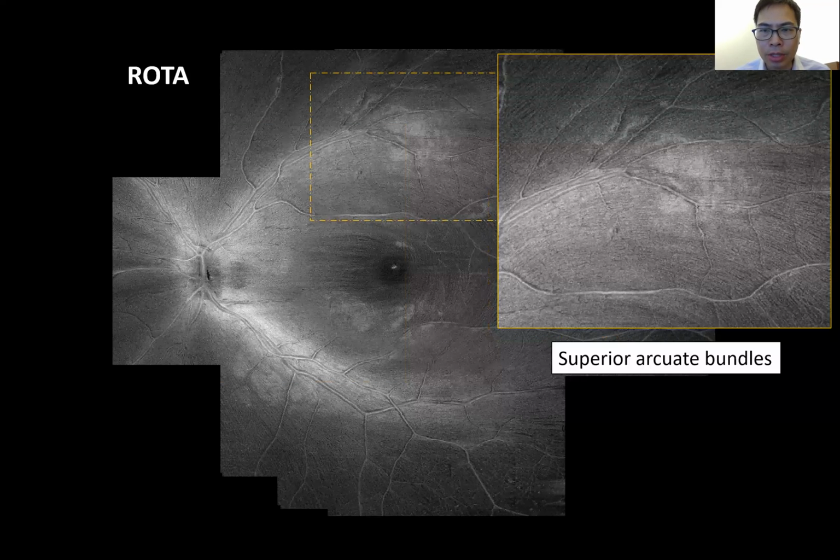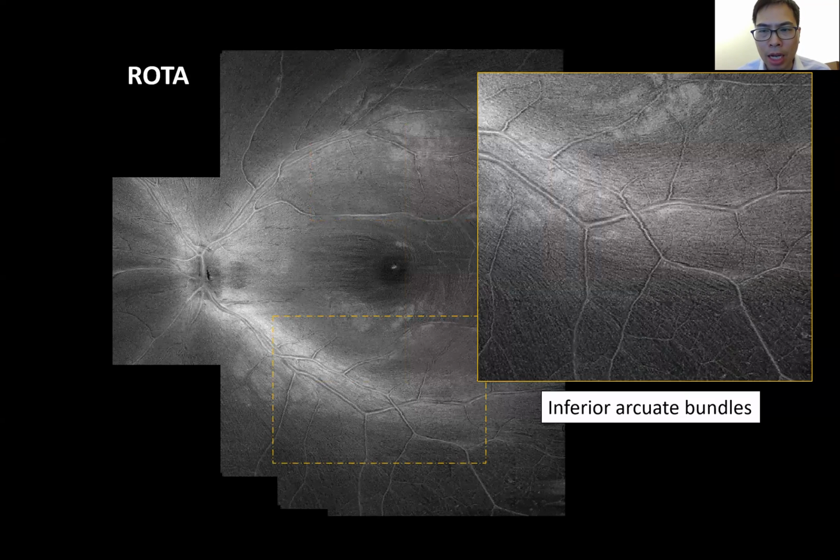And then this is the superior arcuate bundle. You can see the arcuate shape of these axonal fiber bundles over the superior retina. And the inferior arcuate bundles, you can see the individual bundles.